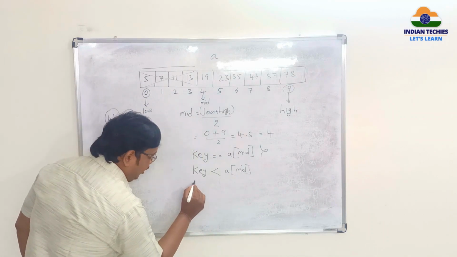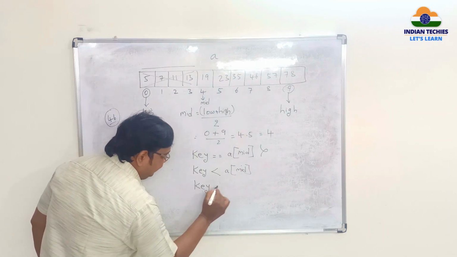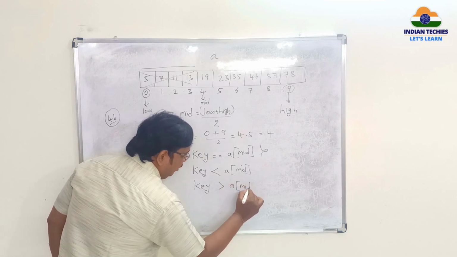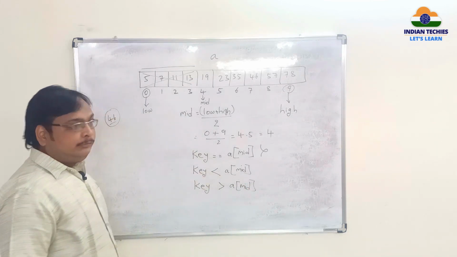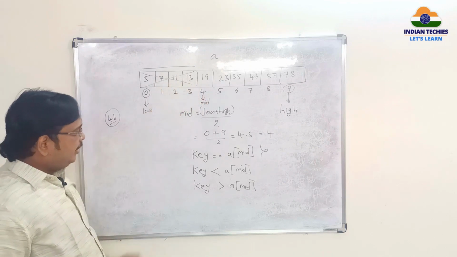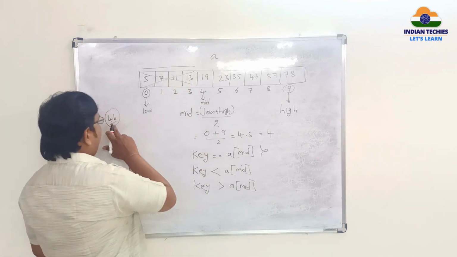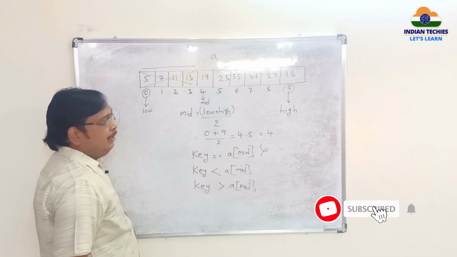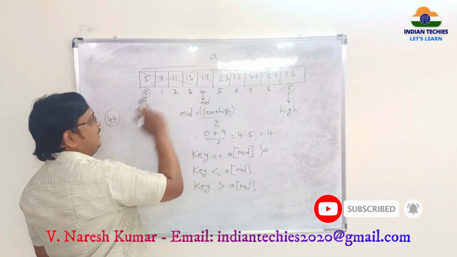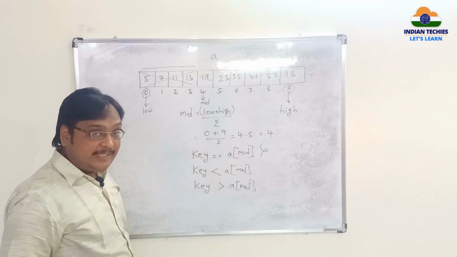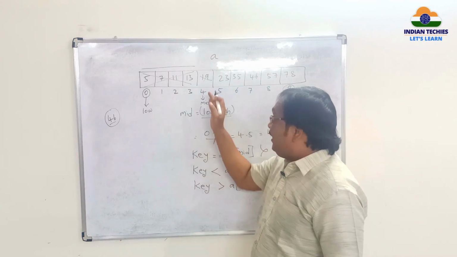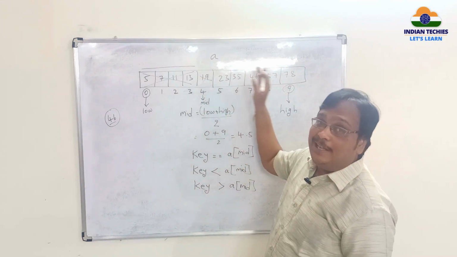Then the next condition: whether my key is greater than A of mid or not. It is not equal to the mid position, and it is not less than the mid position. So definitely, is 46 greater than 19? Yes. Now we have the conclusion that the 46 value is greater than 19.